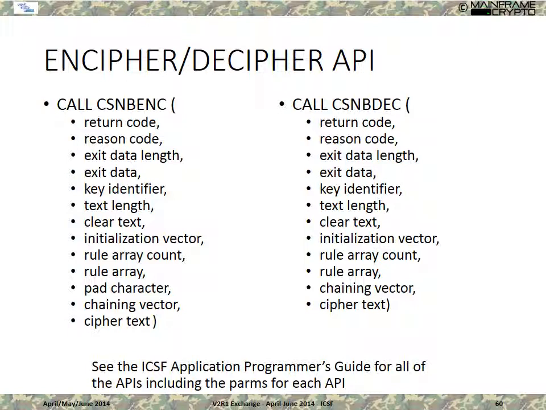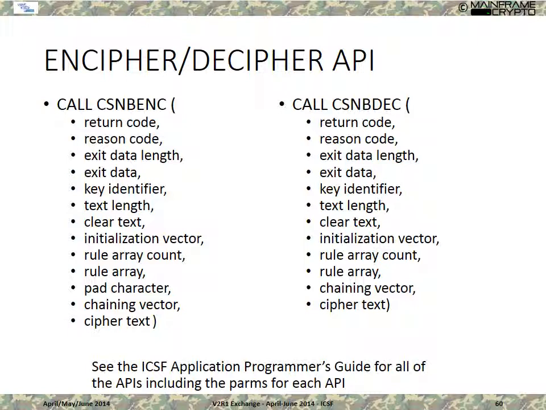The text length tells it how long the data is that's going to be encrypted or decrypted. Clear text on the encipher operation is going to be the text that you're going to encrypt. For the decipher operation, it's where the decrypted information is going to be put when the API is finished.